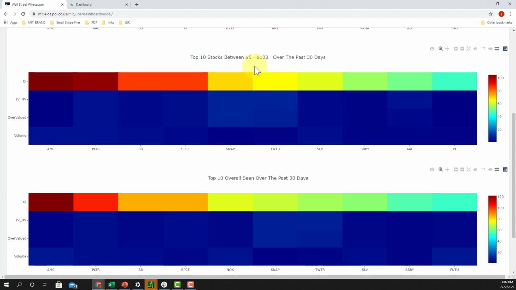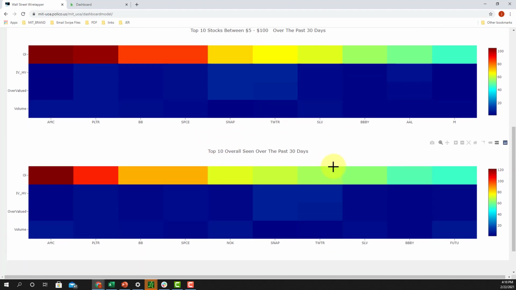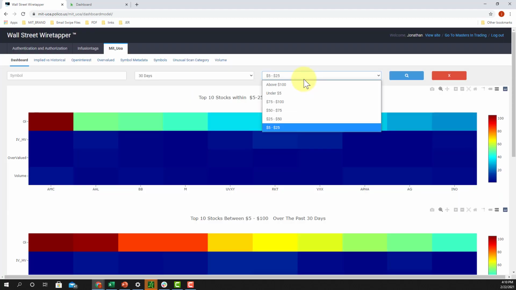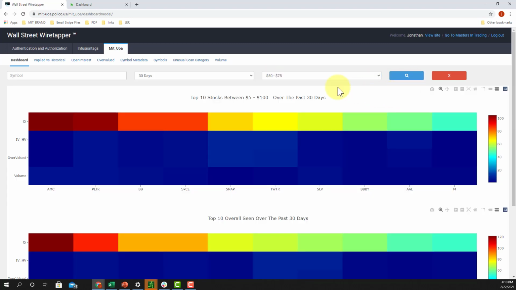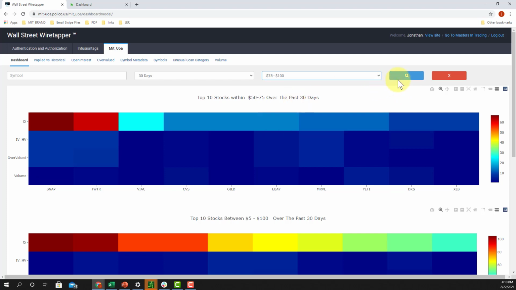We break out 5 to 100 because for me, I think it's very difficult to trade options on stock that's priced under $5. And here, we just wanted to give the entire subset. And again, you can quickly just scan through 50 to 75, 75 to 100.